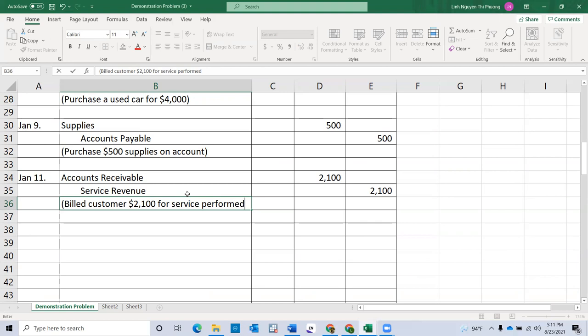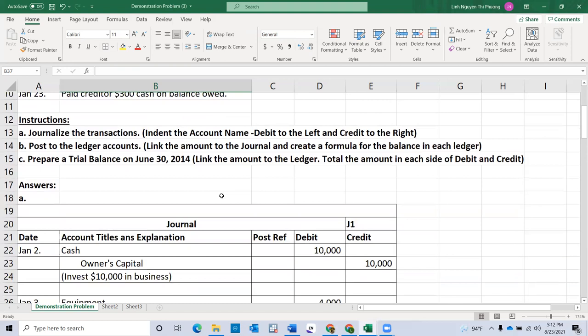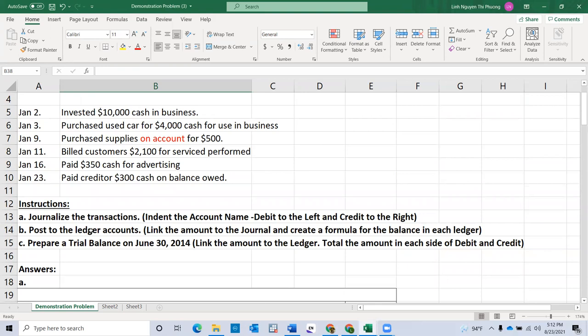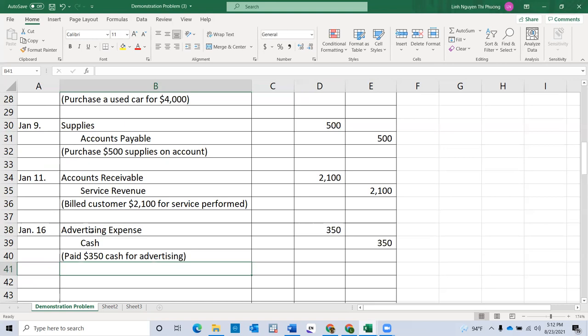Next is January 16, we pay $350 cash for advertising. So we have January 16. Sorry, we pay 350 cash for advertising. So we will have advertising expense increase, right? Because we pay for advertising 350. And because we pay money, our cash decreased by 350. So we can write there we pay 350 cash for advertising.